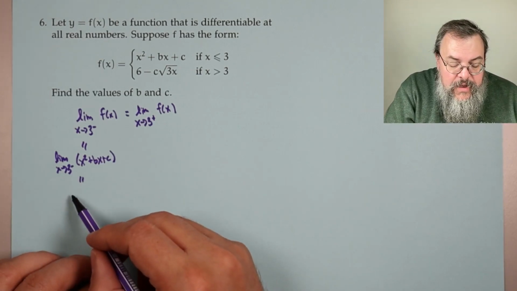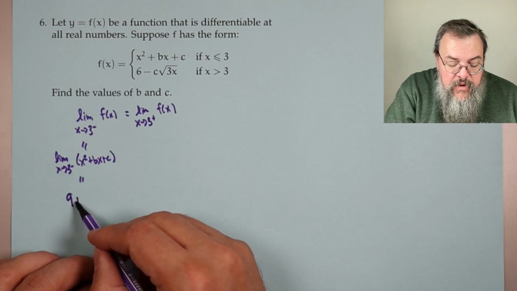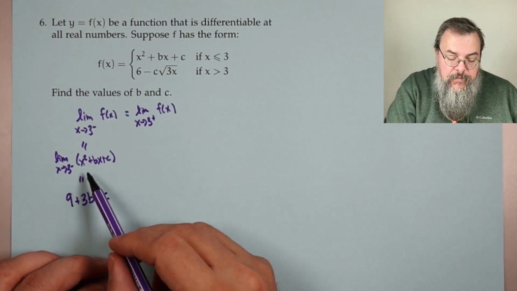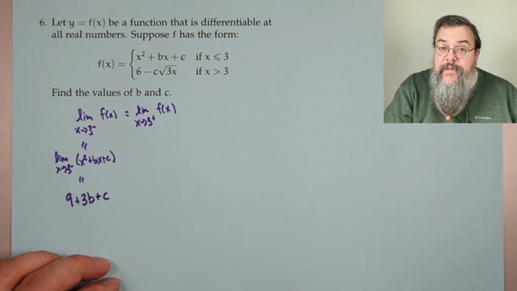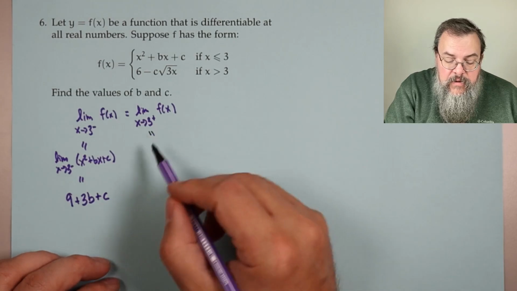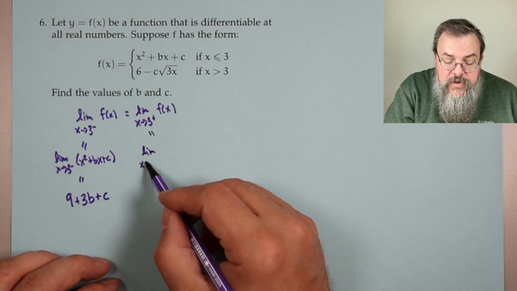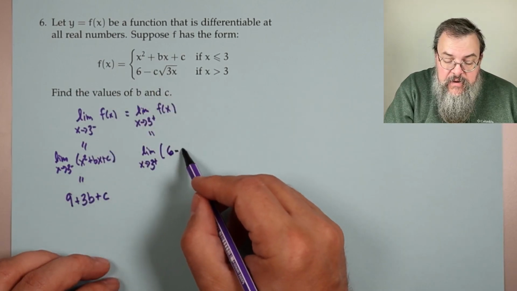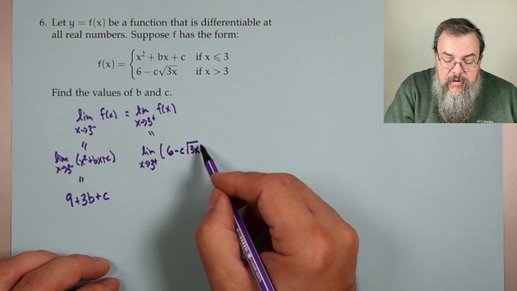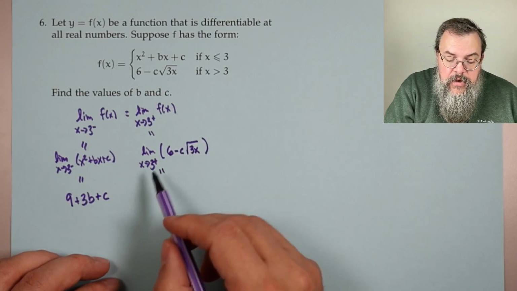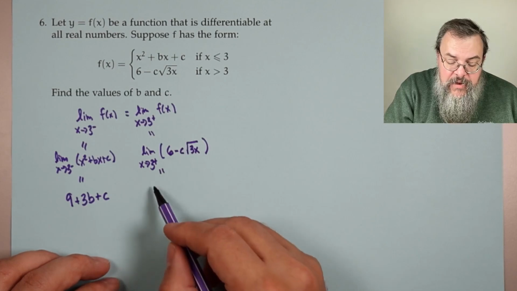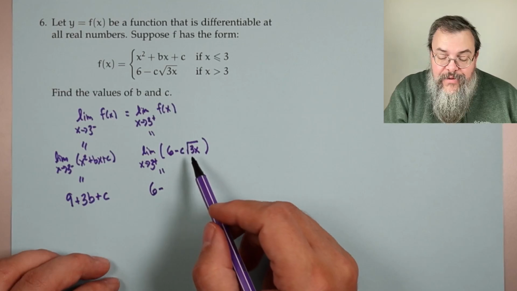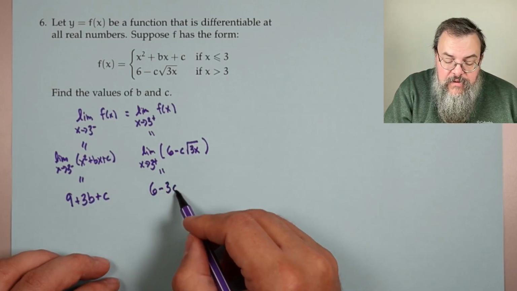Okay, so here we go. 9 plus 3b plus c. So we just plugged in x equals 3: 9, 3b, and c. All right, on this right-hand side, what is our function behaving like? Well, it's this other part: 6 minus c times root 3 times x. Okay, well, plug in. What happens? You get 6 minus, now 3 times 3 is 9, square root of 9 is 3, so 6 minus 3c.